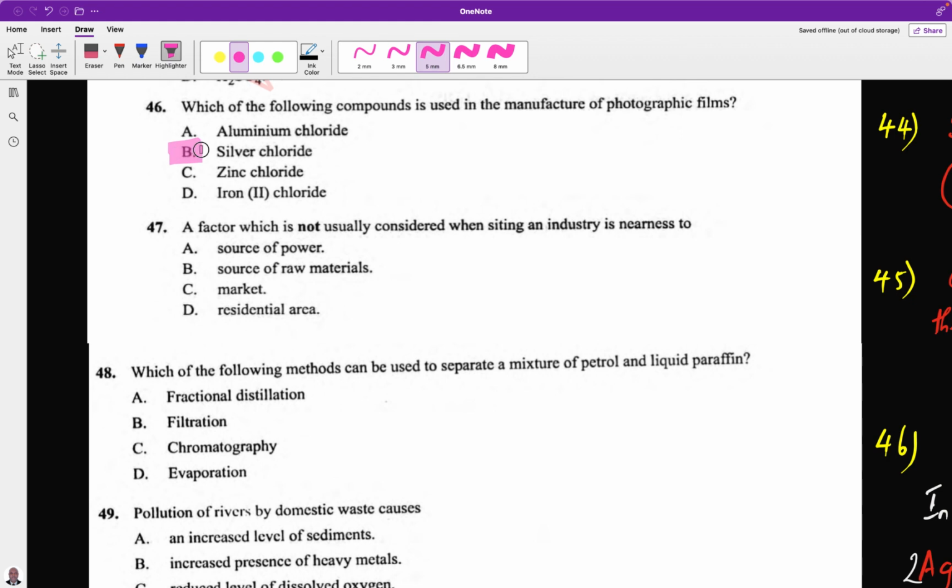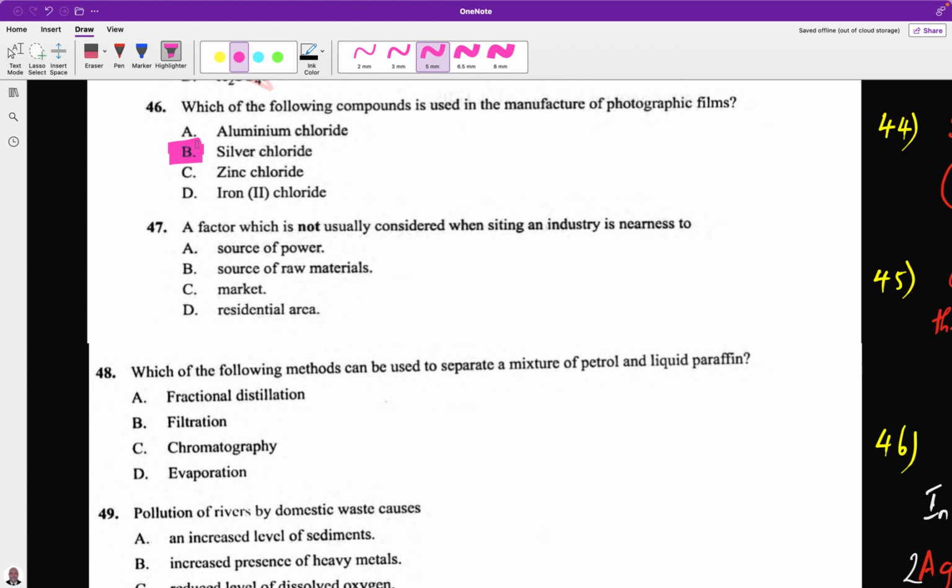47. A factor which is not usually considered when siting an industry is nearness to source of power. Now, power can come from anywhere. Raw material can come from anywhere. The market, they can export to anywhere.